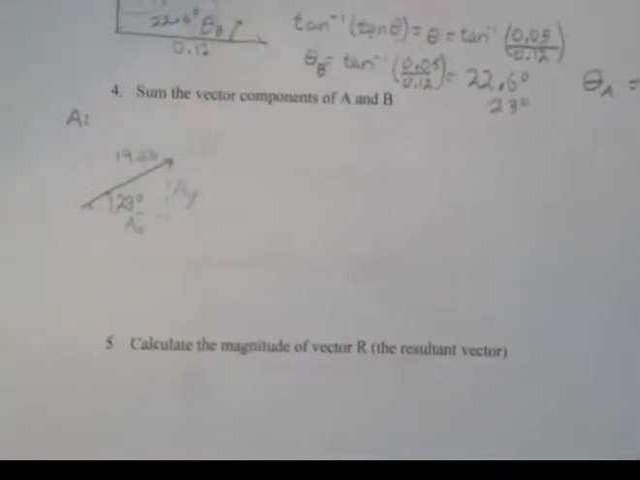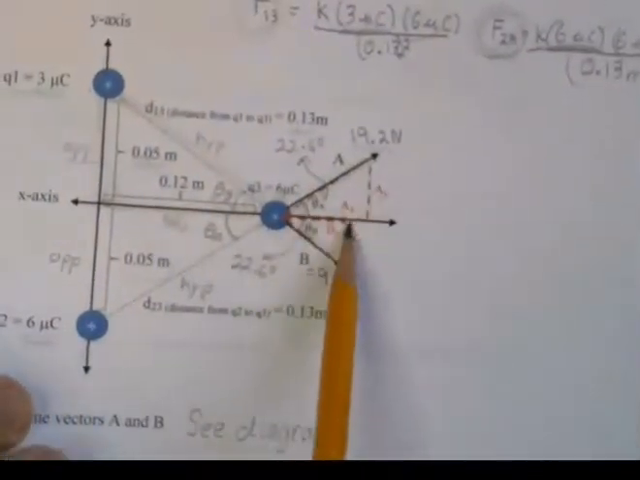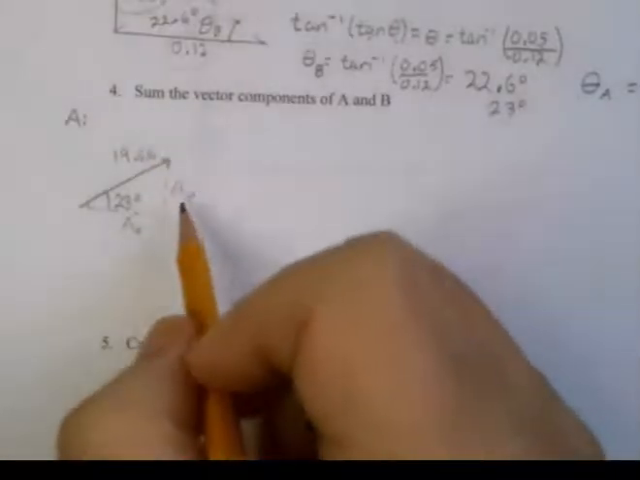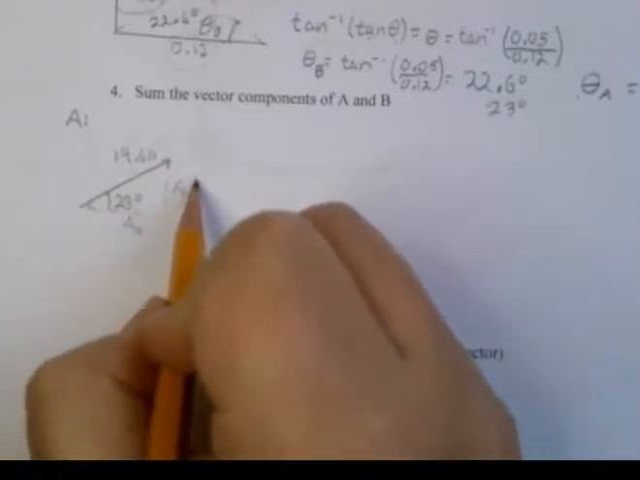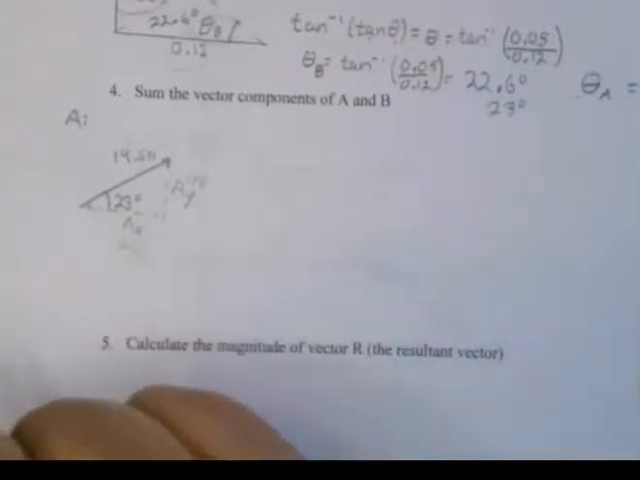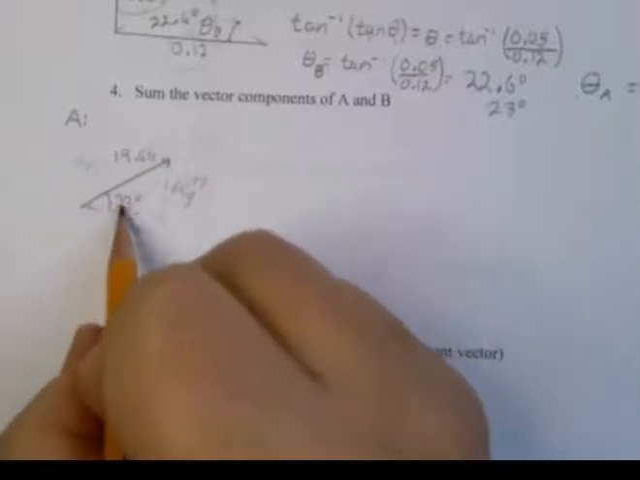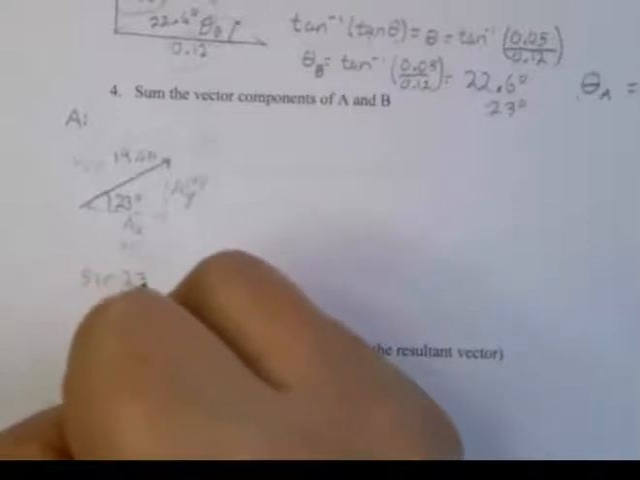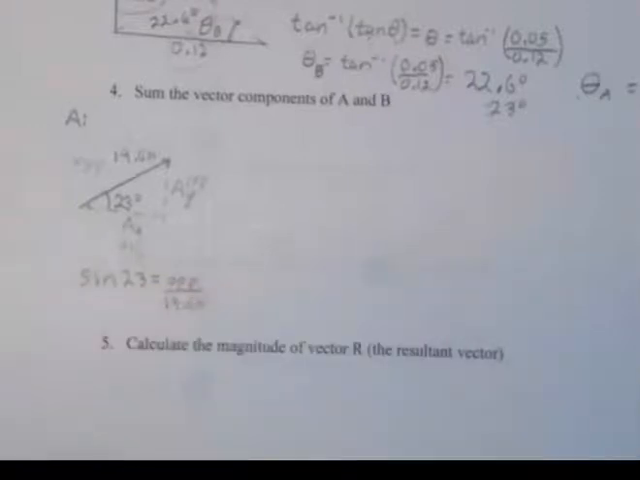I know that the hypotenuse of this right triangle is 19.6. That's this right here. And I need to figure out this AX component going horizontally and the AY going up and down vertically. So how do we do this? Well, this is the opposite over here, and this is the adjacent down here, and this is the hypotenuse. So for AY, opposite over hypotenuse equals the sine. That's the definition of sine. So the sine of 23 equals opposite, that's what we're trying to find, over 19.6. That'll give you the opposite side.